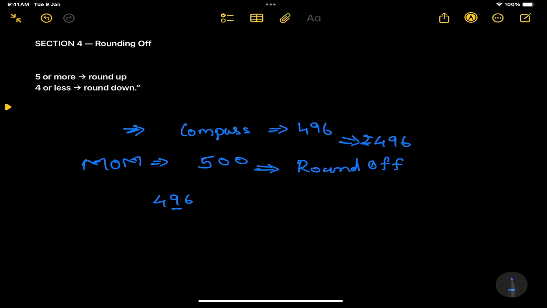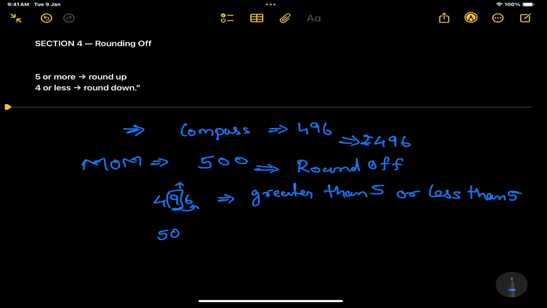Now we are rounding off to the tens place. So what is the tens digit? This is the tens digit, right? Now we want to round off to the tens place. What we will do is we'll see the number after it, whether it is greater than 5 or less than 5. Here the 6 is greater than 5, right? So we will round up the number. This will be increased by 1. So this 49 will become 50. And the ones place will by default become 0.